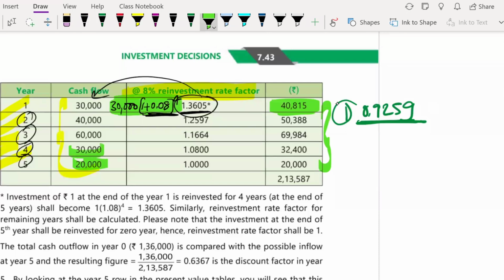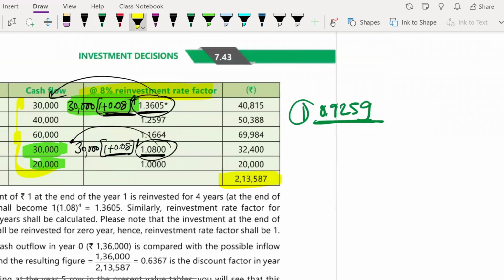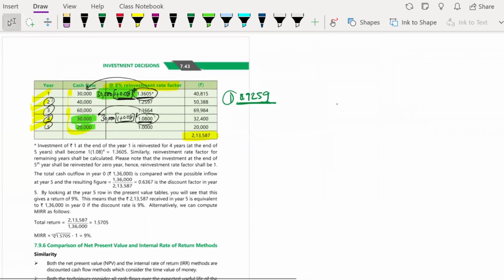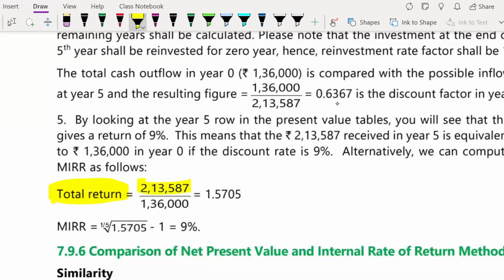Suppose for 30,000, what will you do? 30,000 into bracket 1 plus 0.08. How many years can we reinvest it for? 1 year, to the power 1. So 1 plus 0.08 is 1.08. Then you multiply it with 30,000 and you get 32,400. The same way for all the years, you will find out the reinvested amounts, and your total cash inflow at the end of the 5th year will be 2,13,587.